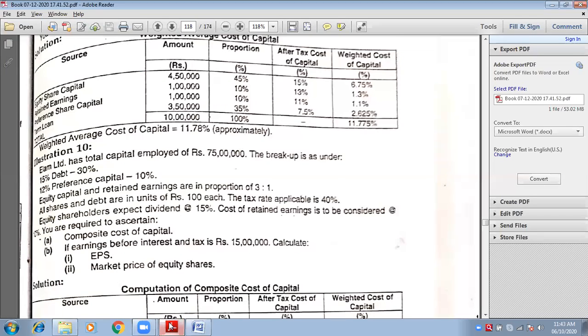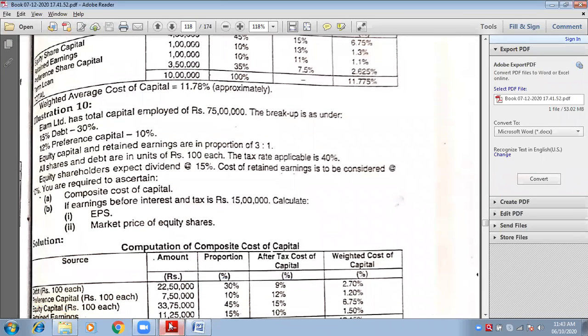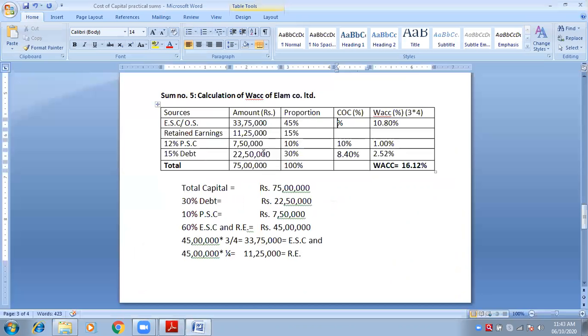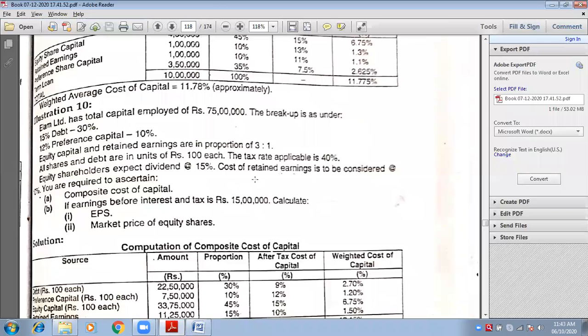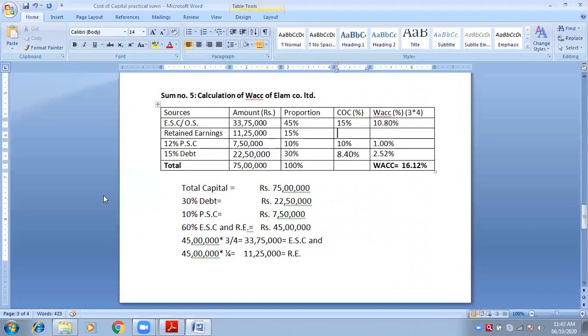What is COC of equity? Let's read it out. What is COC of equity? See what is given here, no? All the shares, equity shares expect dividend of 15%. Already given. See, DPS is not given. MPS is not given. Growth rate is not given. Directly dividend of 15%. So directly you can write 15% here. Okay. Cost of retained earnings 10%. Directly given. Cost of retained earnings KR is already given 10%.